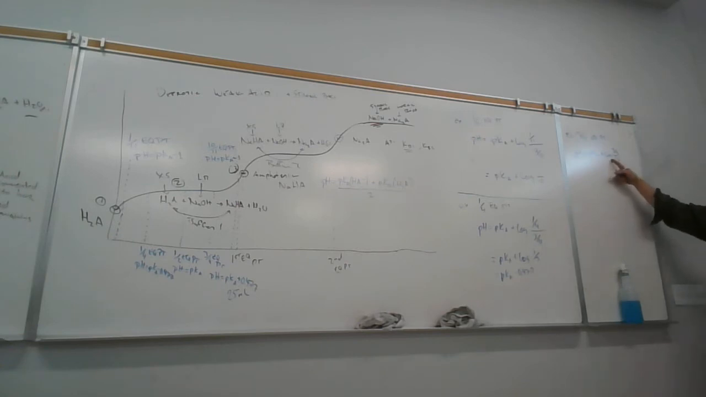1/4. So this is the log of 3 over 1, the inverse of that. And so let's just change the sign. So this is going to be pKa plus 0.477.